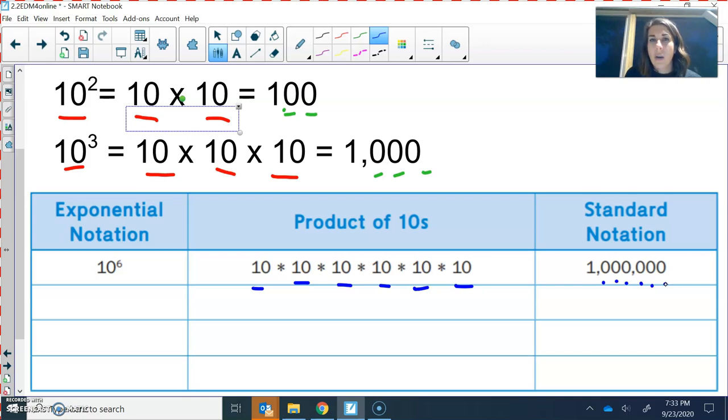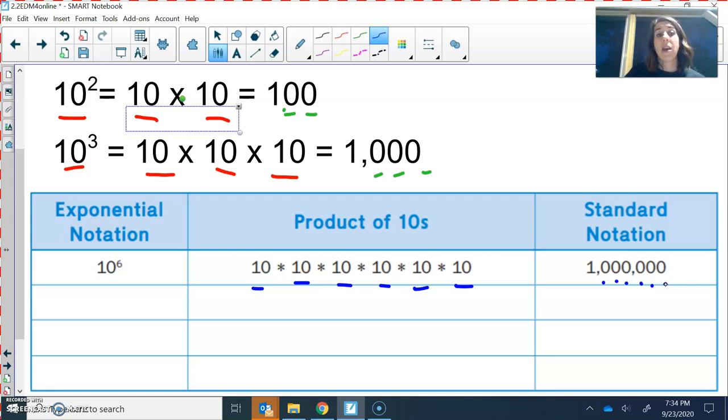Now, here's something that you might not realize yet. This only works with the base of 10. This does not apply if the base is something else, like 5 to the second power. There are no zeros in the answer of 5 to the second power. It doesn't work like that. It only works, and this pattern can only be generalized, when 10 is our base number.